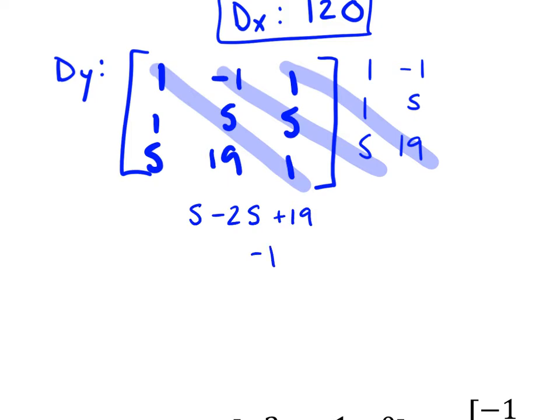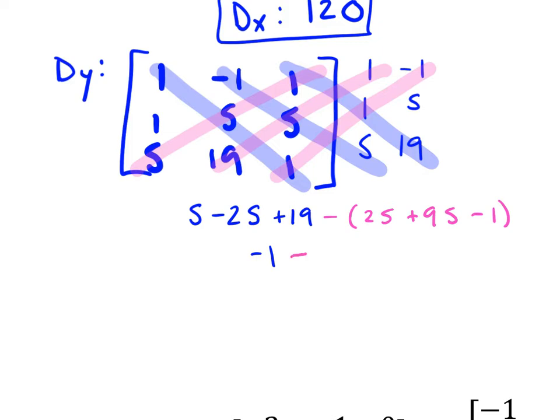Awesome, negative 1. Now I need to find the sum of our minors. So 5 times 5 times 1 is 25. 19 times 5 times 1 is 95. And 1 times 1 times negative 1 is negative 1. So 25 plus 95 minus 1 is 119.